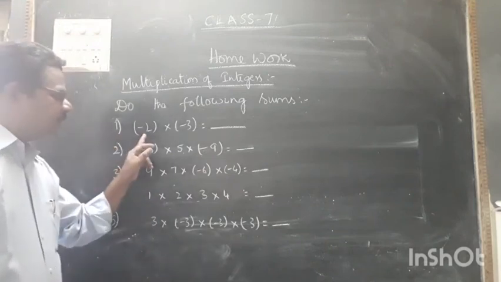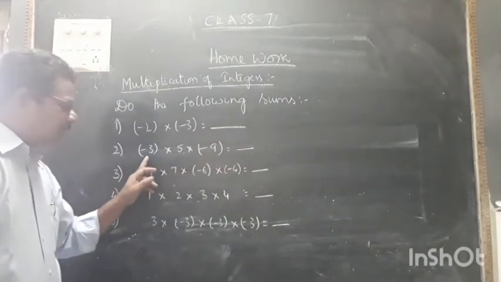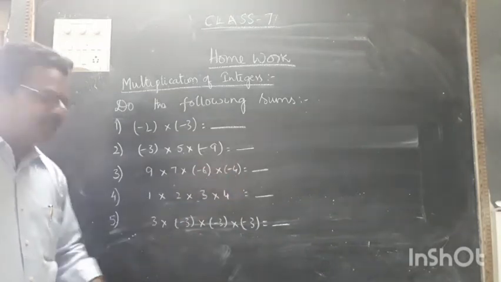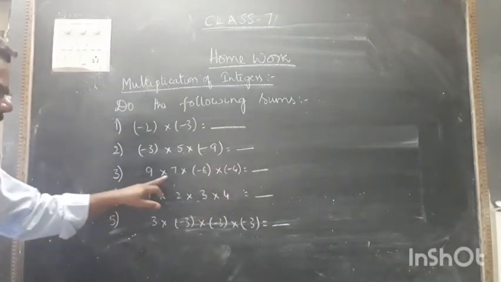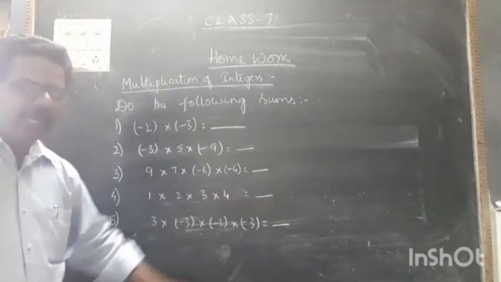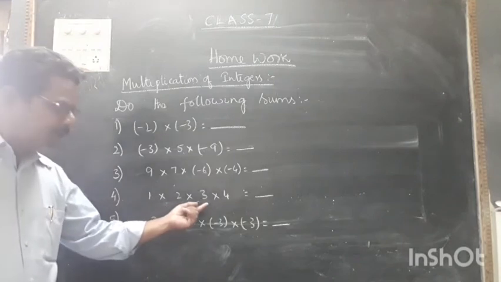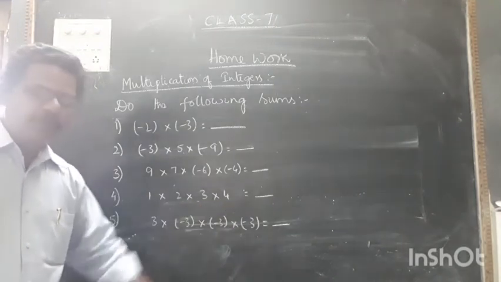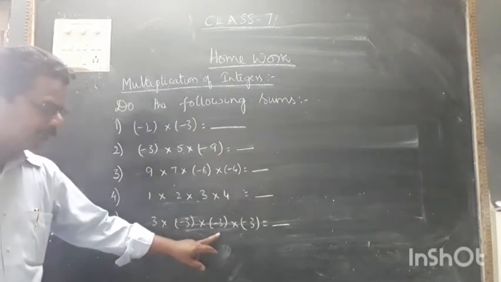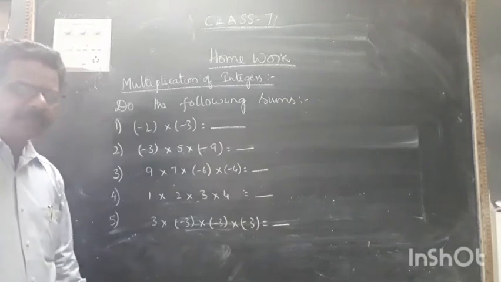Okay, the first one, minus 2 into minus 3 is equal to dash. Second one, minus 3 into 5 into minus 9 is equal to dash. Third one, 9 into 7 into minus 6 into minus 4 is equal to dash. And fourth one, 1 into 2 into 3 into 4 is equal to dash. Fifth one, 3 into minus 3 into minus 3 into minus 3 is equal to dash.